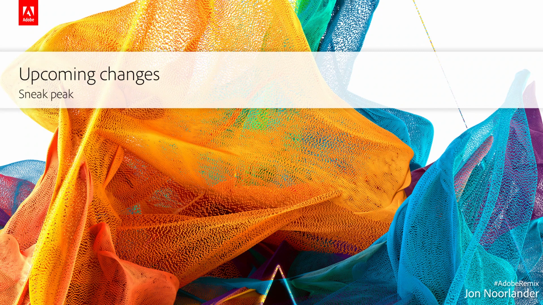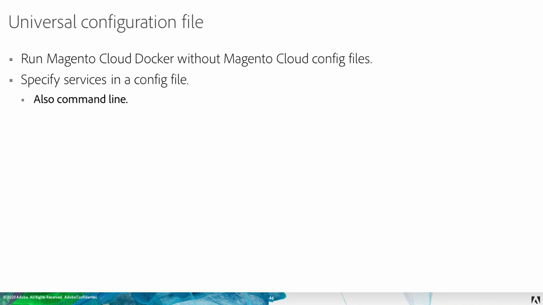So we've been working on some other things after 1.0, and I have some changes to preview here, which are pretty exciting. One of the bigger ones is the universal configuration file, and that'll let you run Magento Cloud Docker. Ultimately, our goal is to make it so you can run Magento Cloud Docker without needing any of the Magento Cloud specific configuration files. We want to support more use cases for Magento Cloud Docker and make it more of a generic solution across the Magento community. So we're moving towards that, and one of the ways we're doing that is with the universal configuration file.